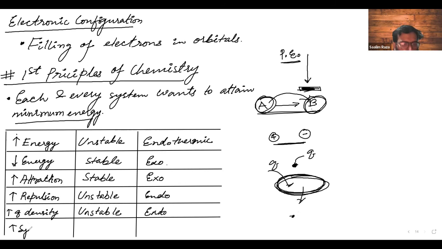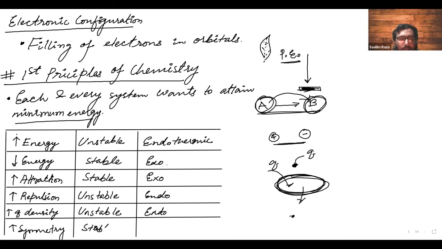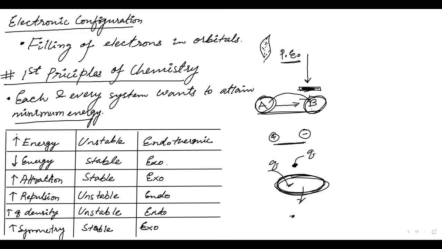Now, last, Mariam, tell me. Yes, sir. What will happen if we increase the symmetry? In nature, everywhere, what do we see? Symmetry. Even if we have a leaf, it is symmetrical, correct? Yes. So if we increase the symmetry, we bring stability. The system becomes stable and the process becomes exothermic.